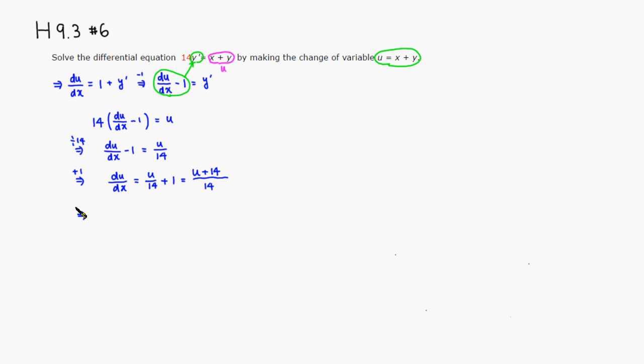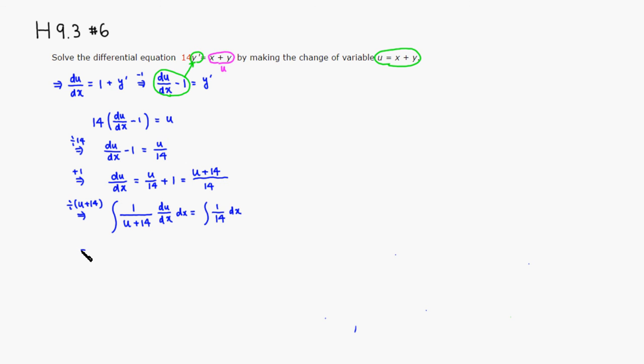I'm going to put all the u's on the left and everything else on the right. So we divide through by the quantity u plus 14. We get 1 over u plus 14 times du over dx, and what's left is just 1 over 14. Then we take the integral with respect to x on both sides.